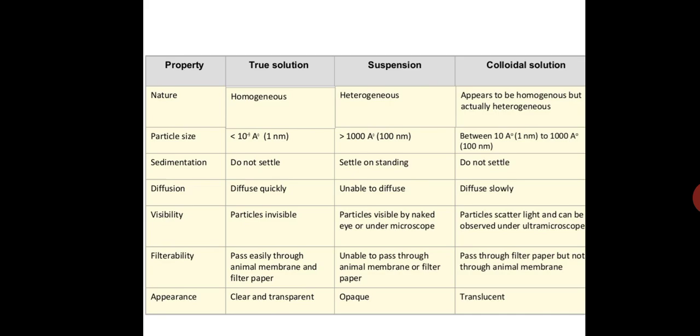But in case of colloidal solution, listen carefully, the particles scatter light when observed under a microscope. In case of true solution, the light passes simply. For example, you take a beaker containing sugar solution and allow light to pass through it. You will see the light passes thoroughly, simply, because it is transparent and clear.